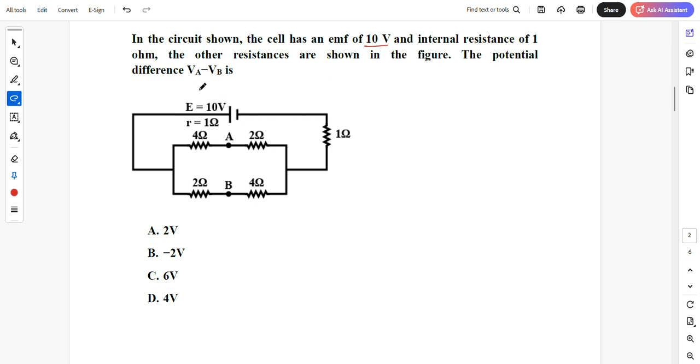The potential difference VA minus VB is, where is A? A is here, B is here. Now first we'll find the equivalent resistance. Look, what is the equivalent resistance? 4 plus 2 is 6. 4 plus 2 is 6. 6 in parallel with 6 is how much?